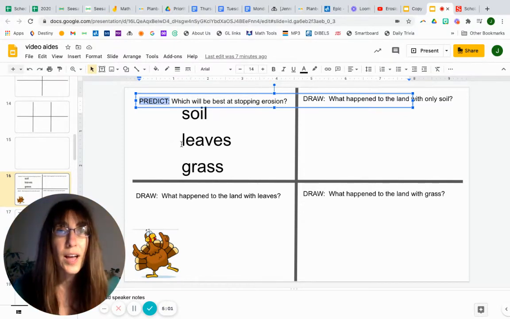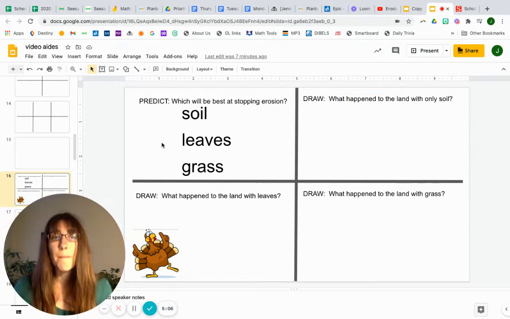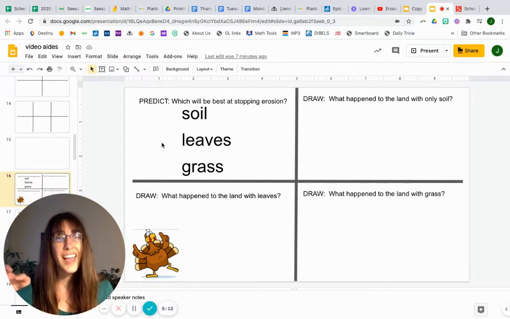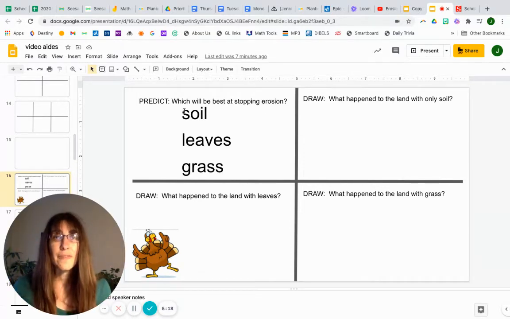Okay, so I want you to make a prediction. Which one do you think will be the best at stopping erosion? So which one will be the best at not having soil washing downhill along with the water? Okay, if you think it will just be soil, then in this first box, you can just write the word soil.